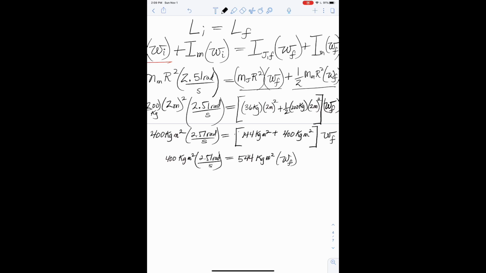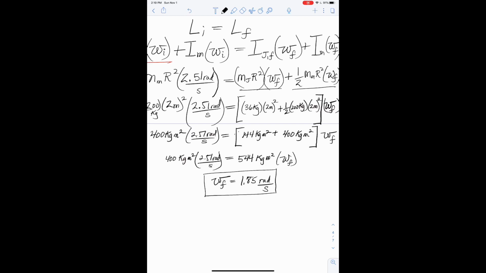All right, divide both sides by 544, crunch the 400 times 2.51, and we get omega f is equal to 1.85 radians per second. Now we remember that the problem asked us for the final frequency and final period of the merry-go-round. So let's go ahead and solve that.